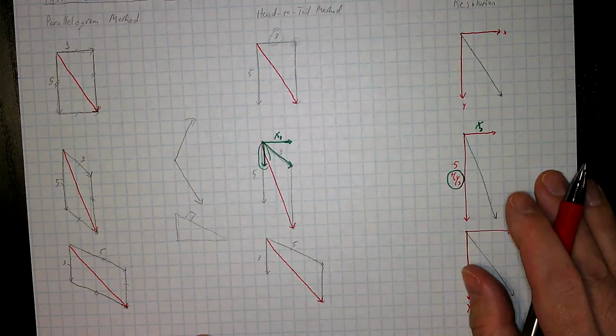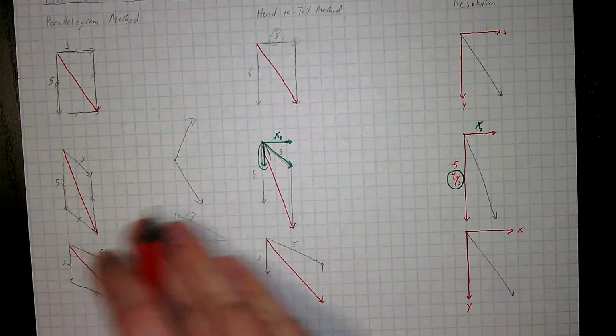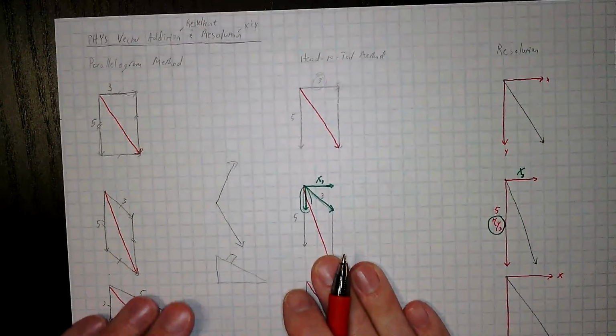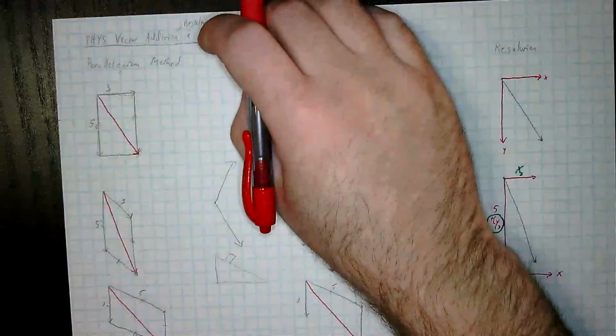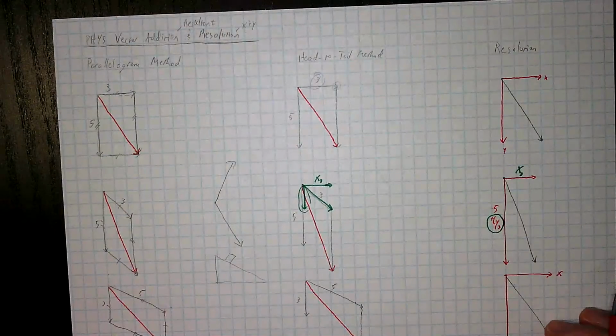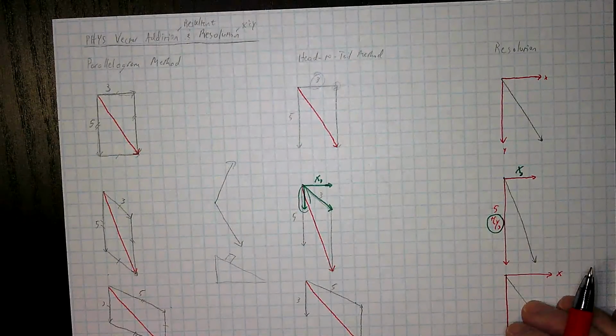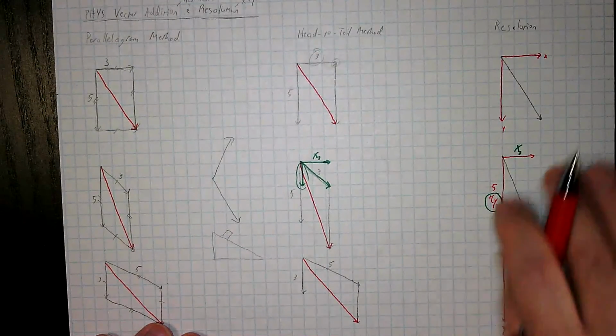So those are the two different methods for combining vectors, which we call vector addition, which then gives us a resultant. And these are the two methods, or this is the one method for then doing resolution, which will always give you things in right angles.